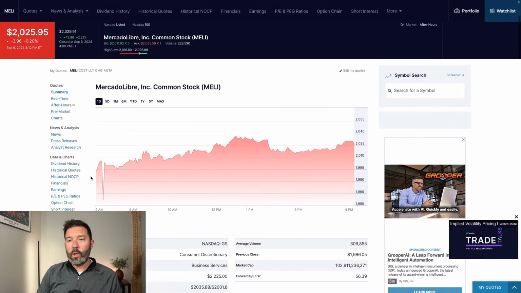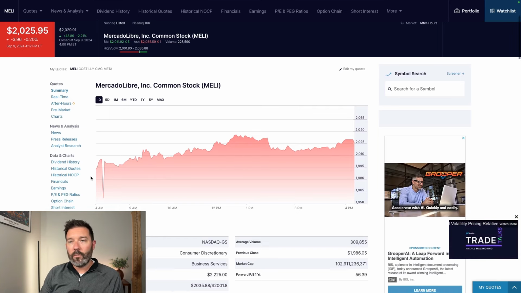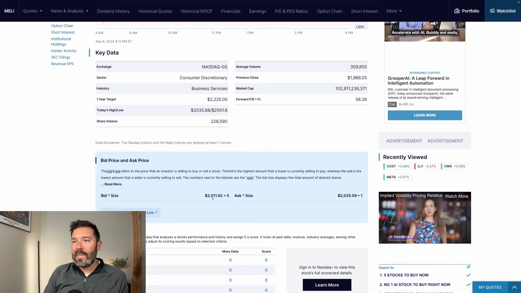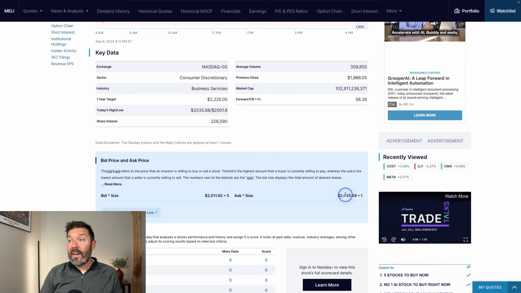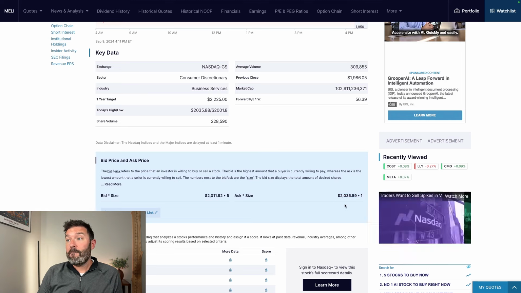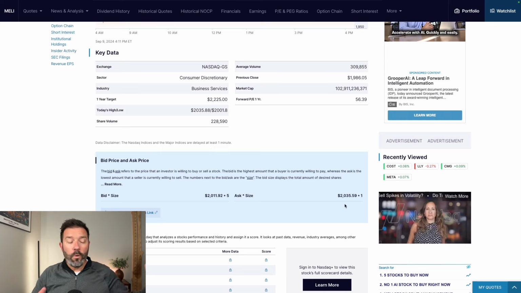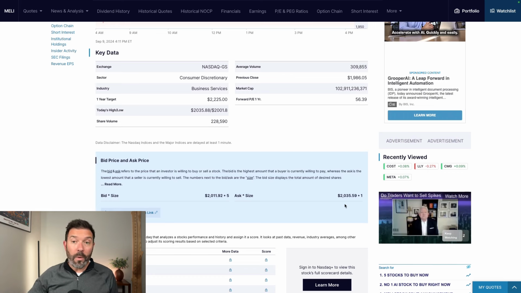The final one I want to look at is Mercado Libre, a really well-known company, very, very high stock price, over $2,000 per share. And just look at the spread between the bid and ask for Mercado Libre, $2,011.92, $2,035.59. There is a $24 difference between where you can buy shares and where you can sell shares on the open market. That is a stock that needs more liquidity. It needs to lower that bid ask spread.